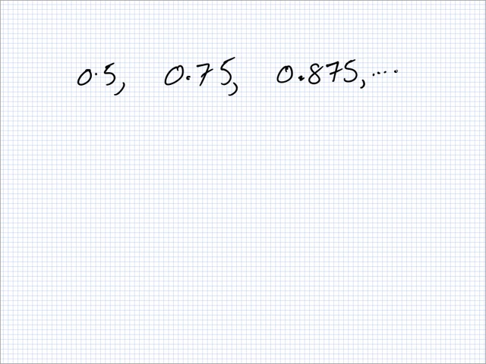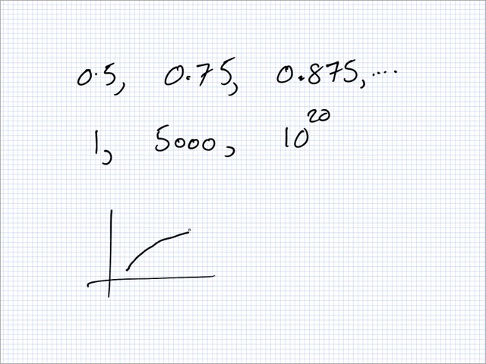Now, if I wrote this sequence down, 1, 5,000, 10 to the 20, do we think this is convergent or divergent? Divergent. Because if we had a picture in our mind of what the movement was, in the first case the movement is like this, whereas in the second case the movement is like this. We can kind of appreciate which is convergent and divergent from the movement it's making.